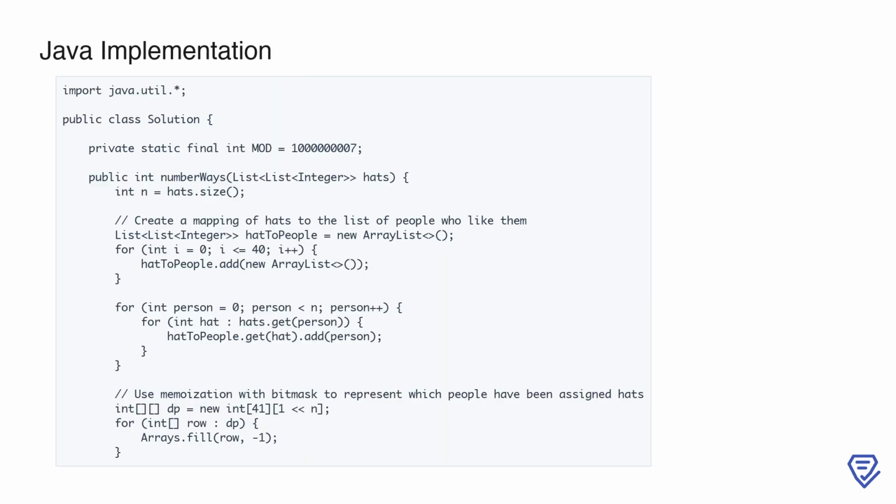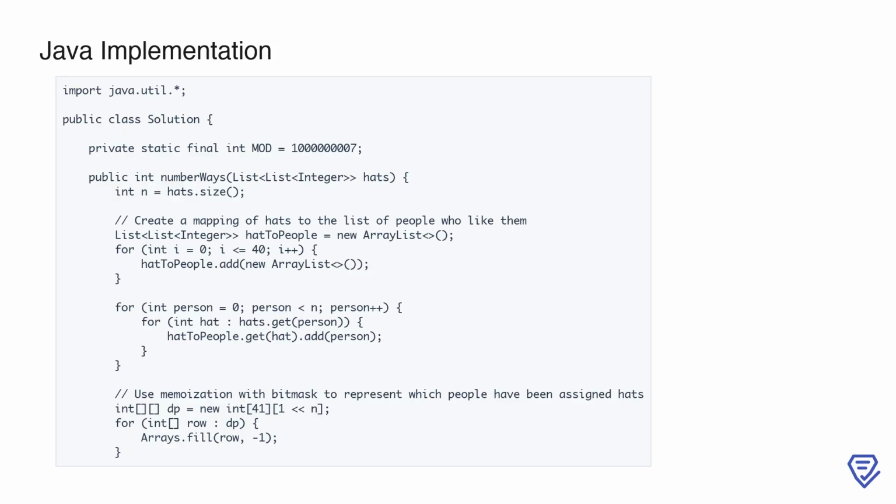Here, we begin by importing the necessary libraries and defining our solution class. We also declare a constant mod, set to 1,000,000,007, which will be used to handle large numbers during modular arithmetic. The main method, numberWays, takes a list of lists, where each inner list represents the hats that a specific person likes. We determine the number of people, n, based on the size of this input list.